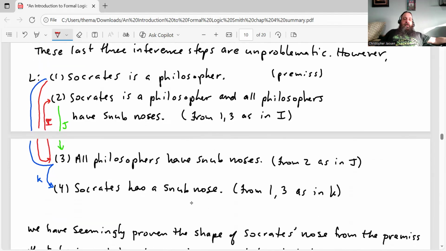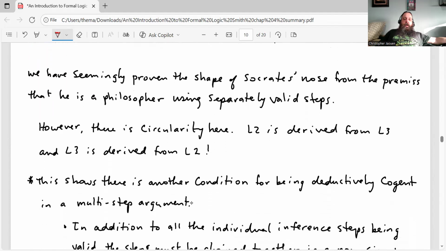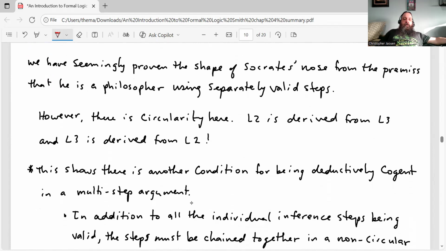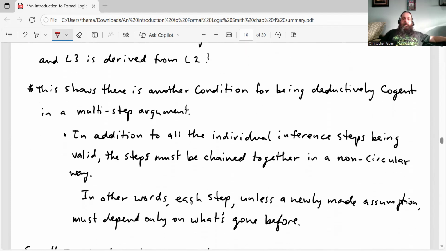However, the problem with this is its circularity. So notice the circular nature between proposition two and three here. L2 is derived from L3 and L3 is derived from L2. This shows that there's another condition for being deductively cogent in a multi-step argument. In addition to all the individual inference steps being valid, the steps must be chained together in a non-circular way. This is what we meant a few minutes back when we said that everything has to be chained together in the right way. It has to be non-circular. In other words, each step, unless a newly made assumption, must depend only on what's gone before.